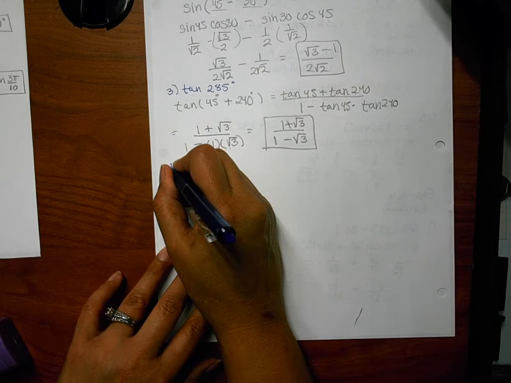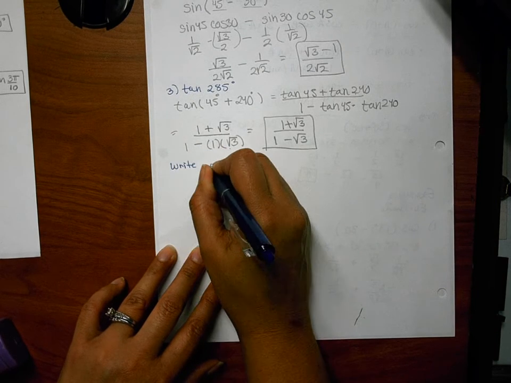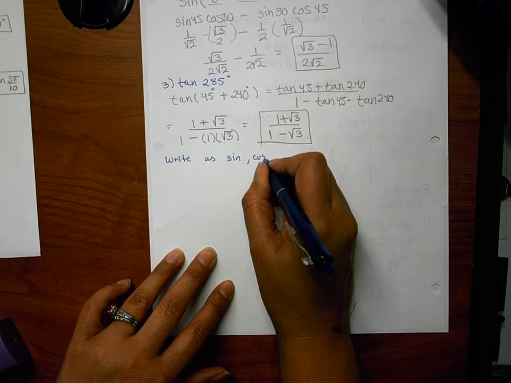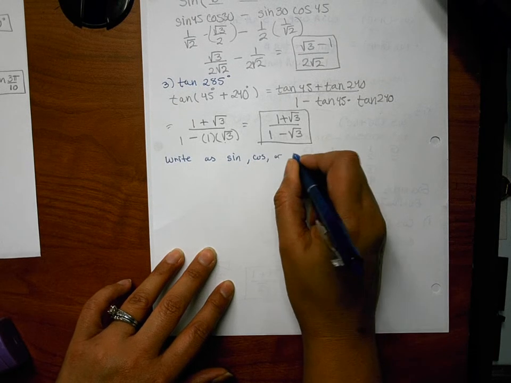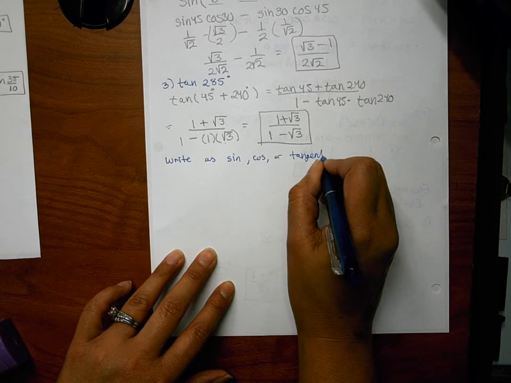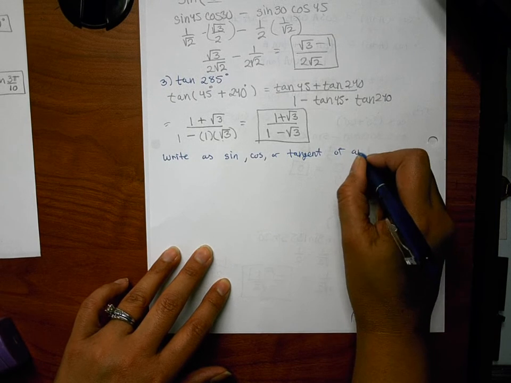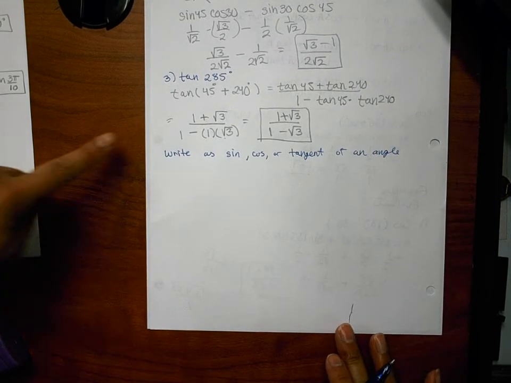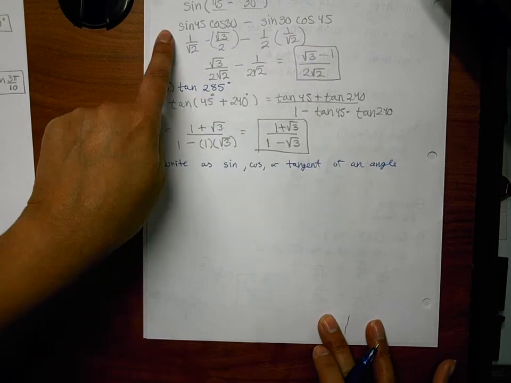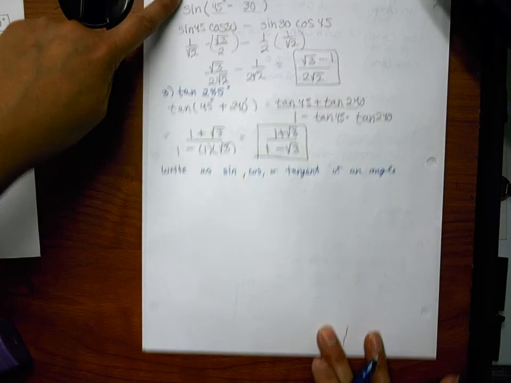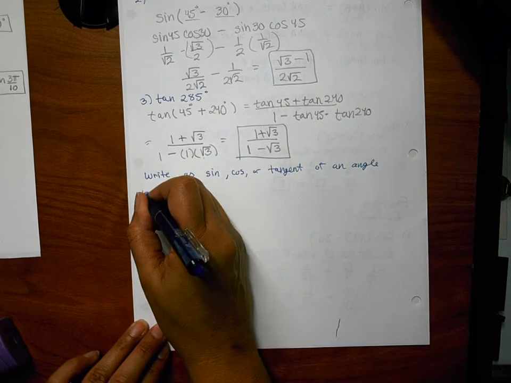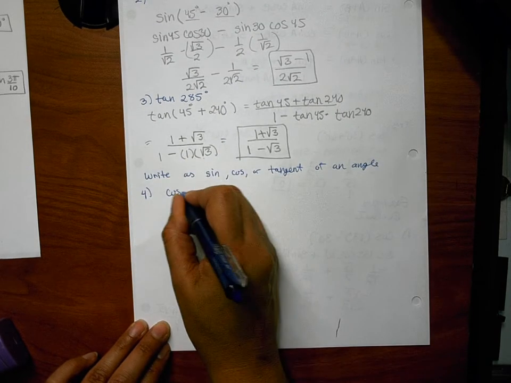Okay, on this last piece, we're going to work backwards. We're going to write as sine, cosine, or tangent of an angle. Okay, so I'm going to give it to you broken up. We're working backwards. I'm going to give it to you like this, and you're going to work backwards to that. Okay, so let me show you what I mean.